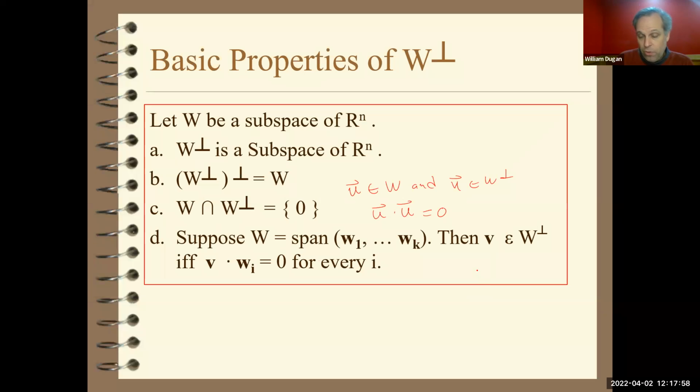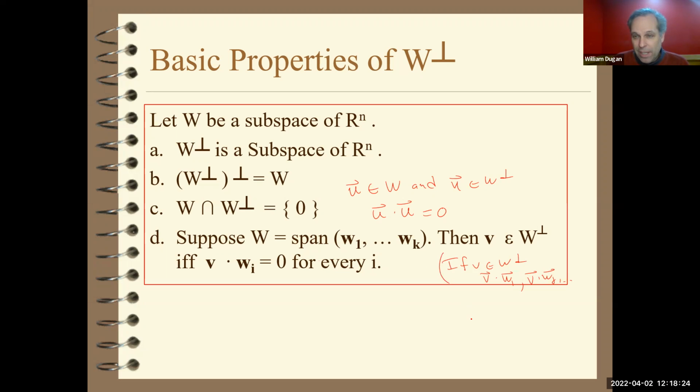Let's suppose that V is in W perp. Then if V is in W perp, it's orthogonal to every single vector in W. Well, but W is a span of a bunch of vectors. So that means automatically that V must be orthogonal to W1, and it must be orthogonal to W2, and so on. Automatically that happens. So one direction is very easily done.